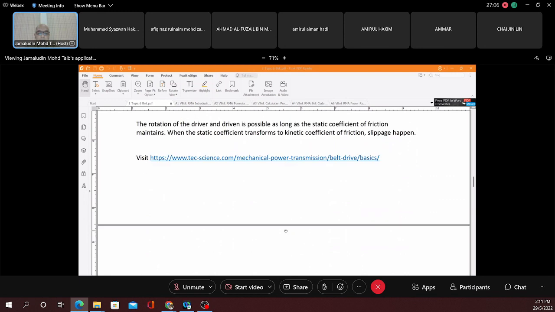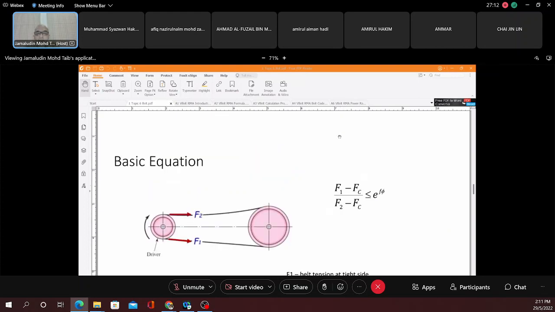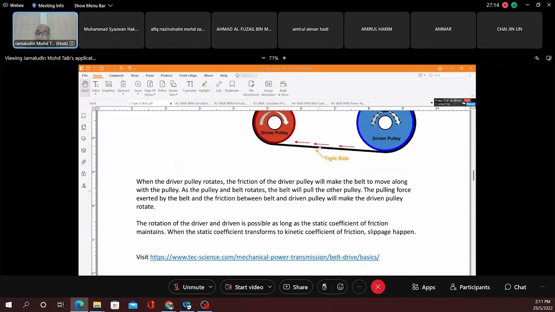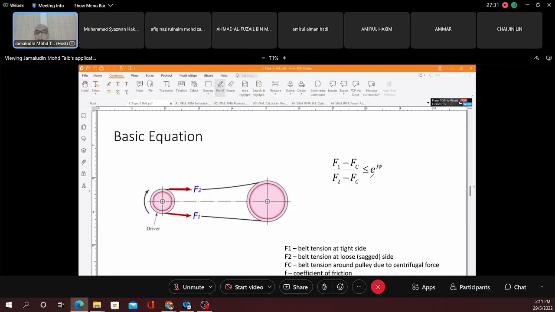Okay, this is the basic equation. F1, in this case, is going to be the tension side. F2 is going to be the slack side, the tension of the belt. FC is going to be the centrifugal force. It's not equal, but this is going to be the limit, and this is going to be the limit. That means this is the limit here.